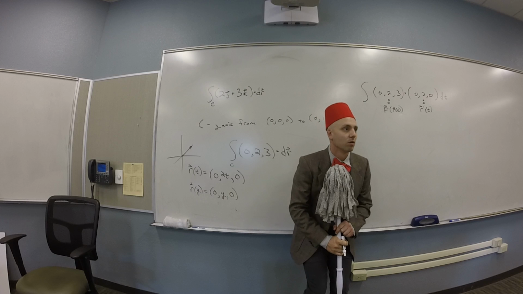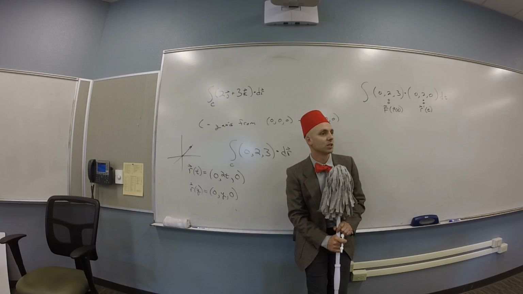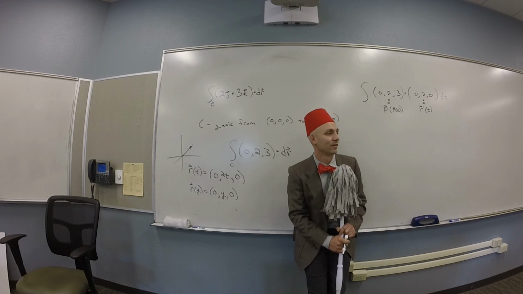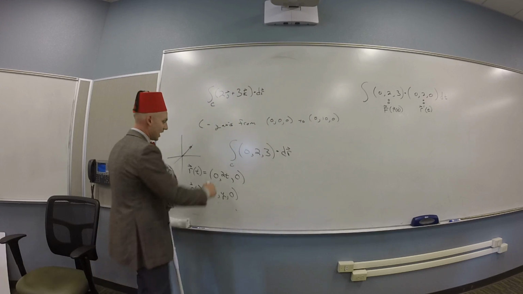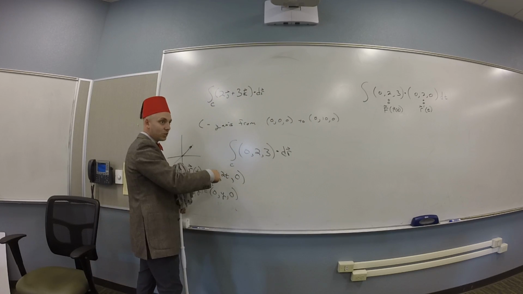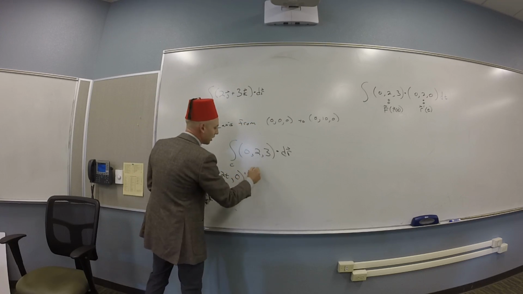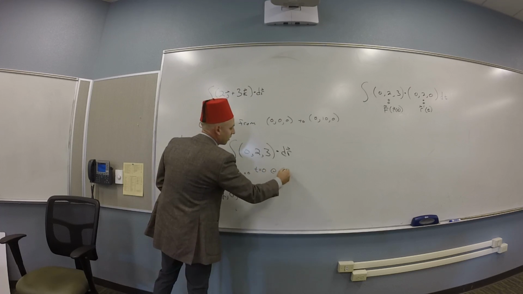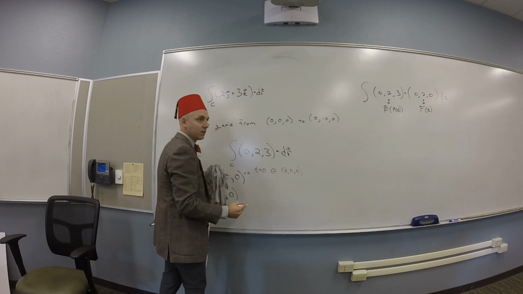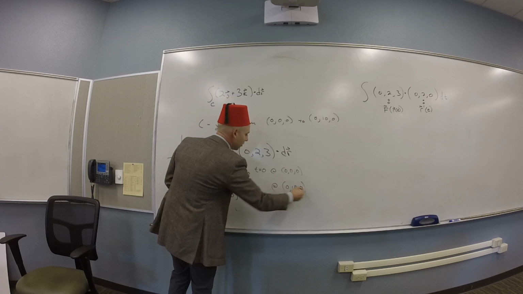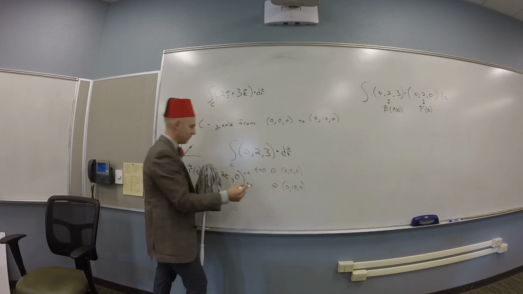Now, where do my bounds go? That's the weird thing about this path. They go from 0 to 5. Why did they go from 0 to 5? Because I did 2t instead of just t. Because this needs to get from the origin up to the point 0, 10, 0. So it's at 0, 0, 0 when t is 0. And to get to 0, 10, 0, what did I plug in for t? 5.